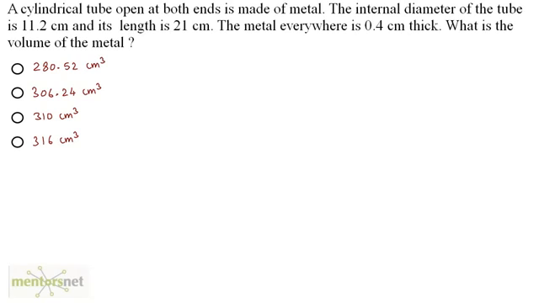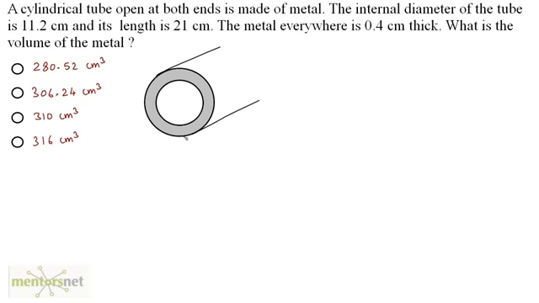A cylindrical tube open at both ends is made of metal. The internal diameter of the tube is 11.2 centimeters and its length is 21 centimeters. The metal everywhere is 0.4 centimeters thick. What is the volume of the metal?